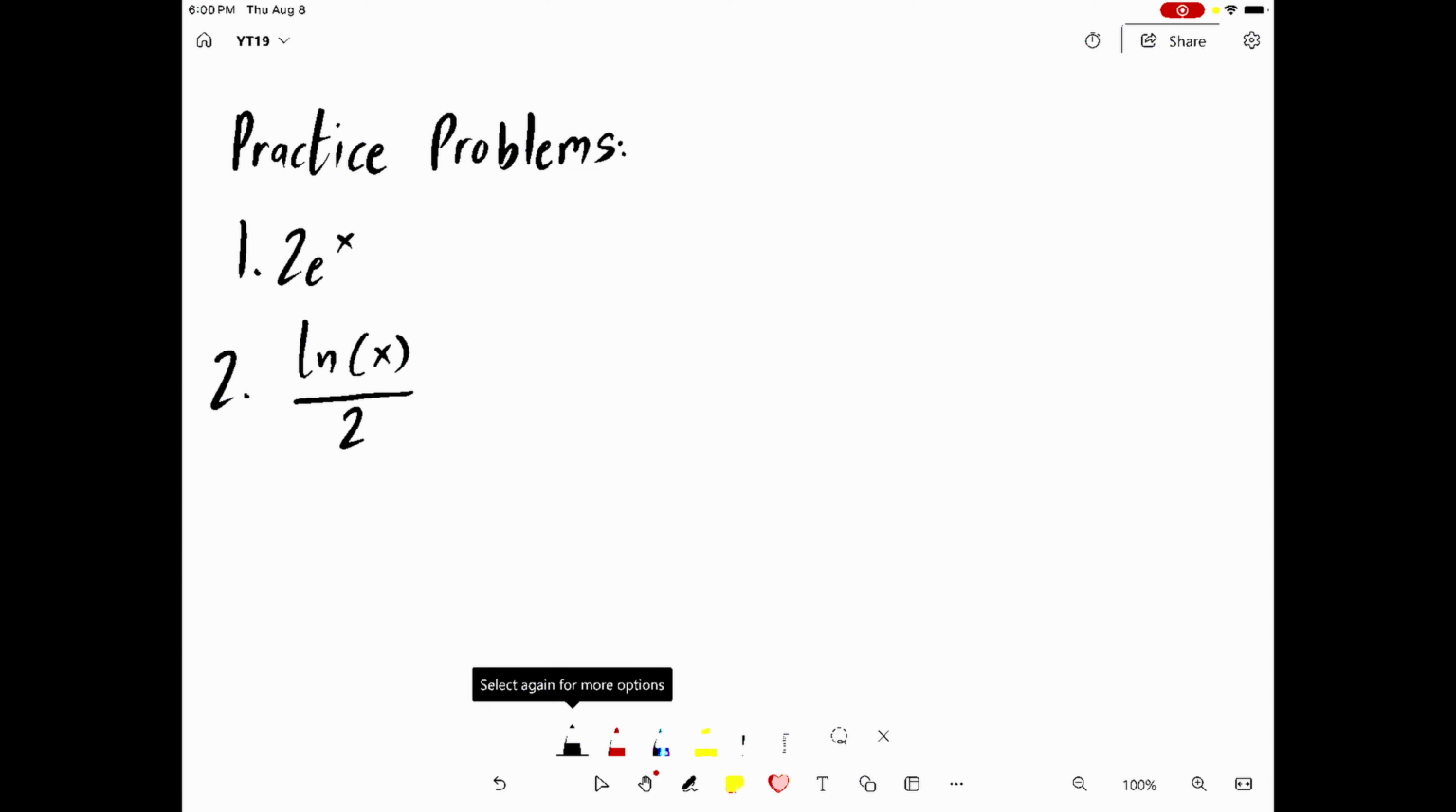Alright, what we have for today is our 2 practice problems. We have number 1, 2 times e to the x, and number 2, natural logarithm of x divided by 2. Make sure that we're actually going to be graphing these 2 functions.